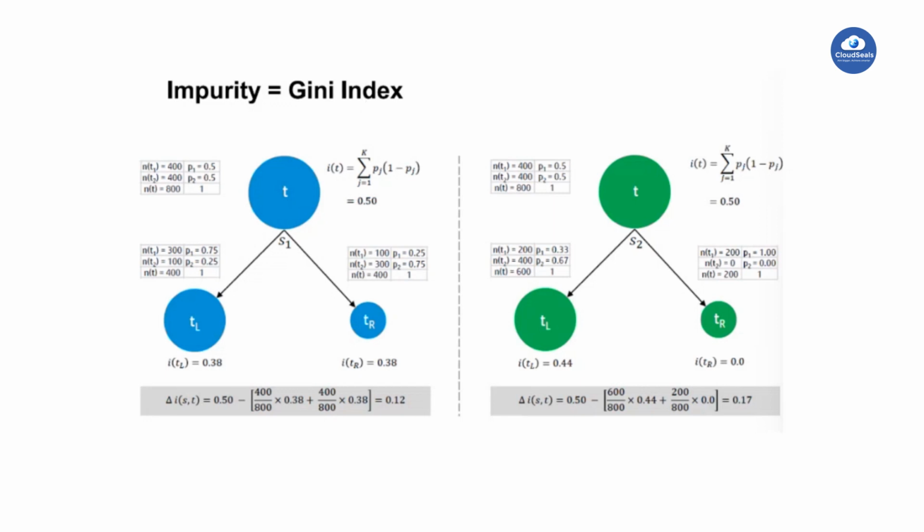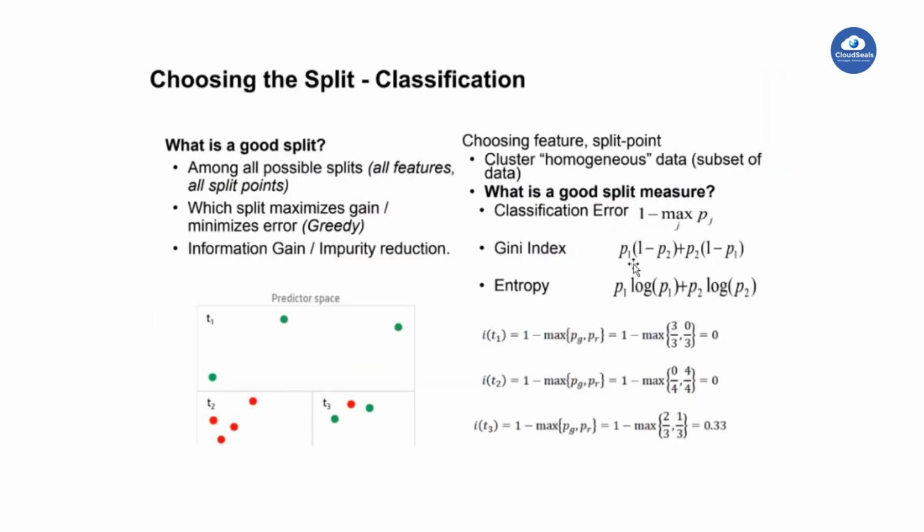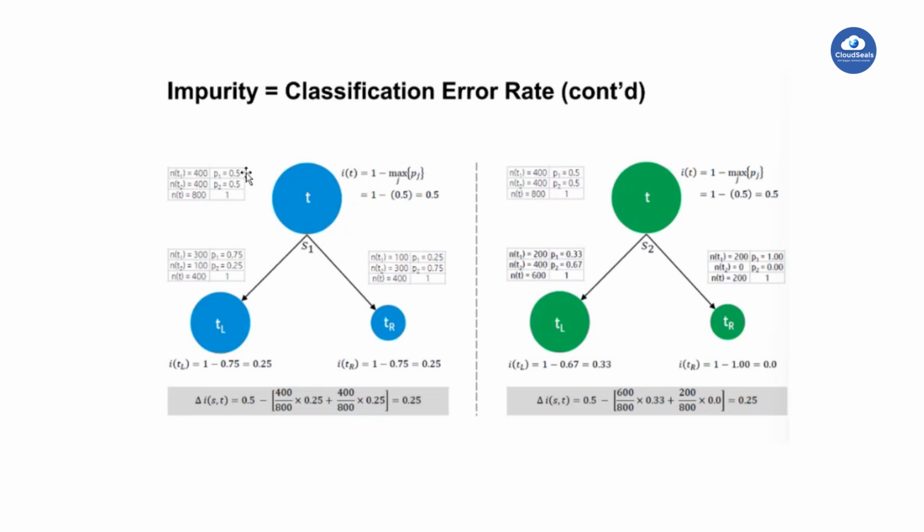Gini. For the Gini, what is the formula? Probability of 1 times (1 minus probability of 1) plus probability of 2 times (1 minus probability of 2). This is the formula for the Gini. Same formula we will apply here. First here probability 0.5, probability 0.5. So what we'll do? 1 minus max probability. That is the classification error rate.